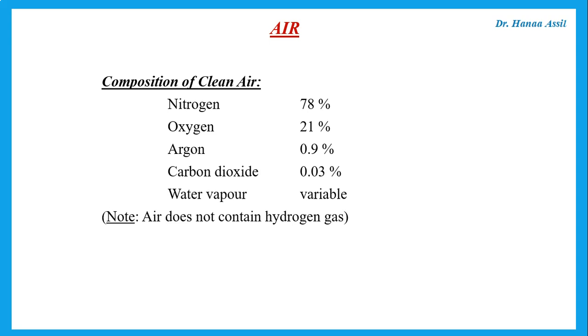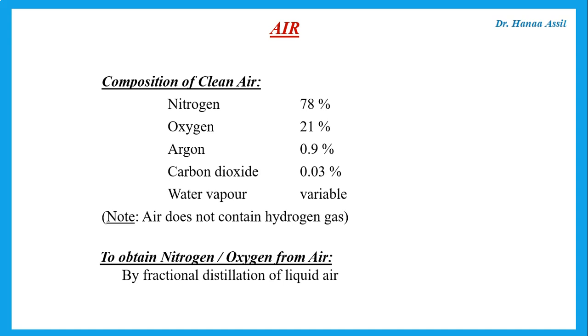Air, you should know, is mostly nitrogen 78%, oxygen 21%, argon 0.9%, a small amount of carbon dioxide 0.03%, and water vapor. Remember, air does not have hydrogen, so we can use it to get nitrogen and oxygen. In order to obtain nitrogen or oxygen from the air, we should do fractional distillation of liquid air.